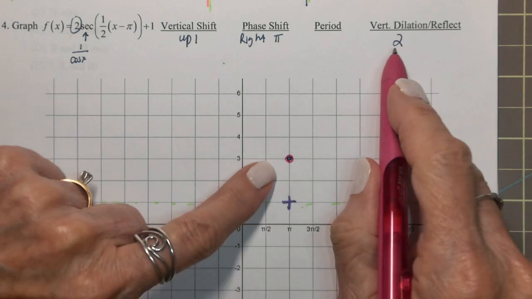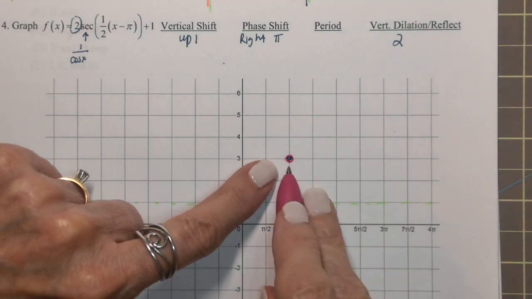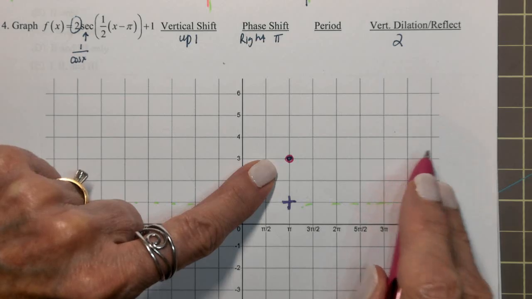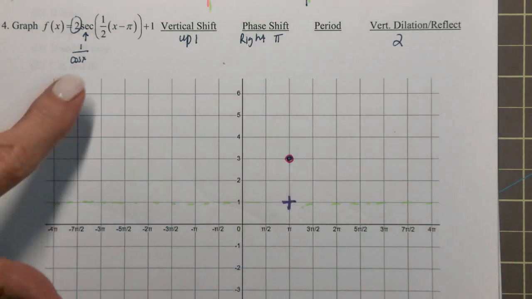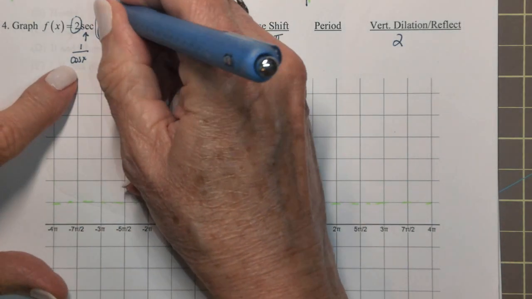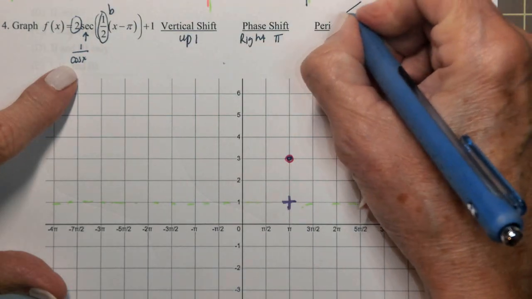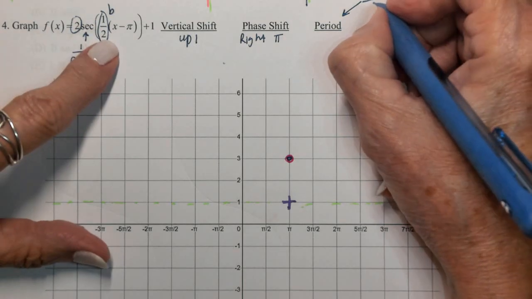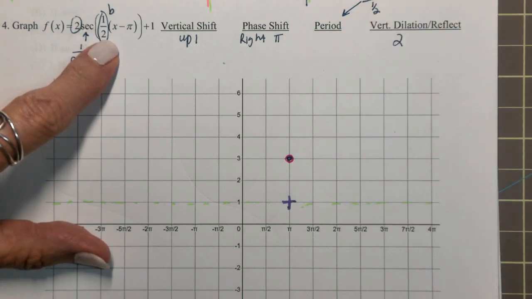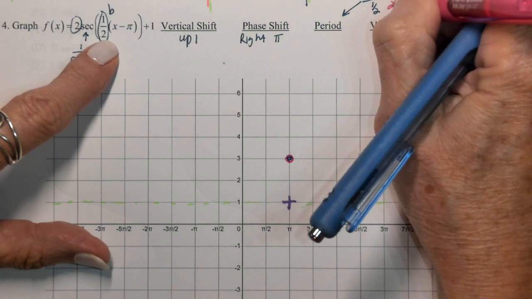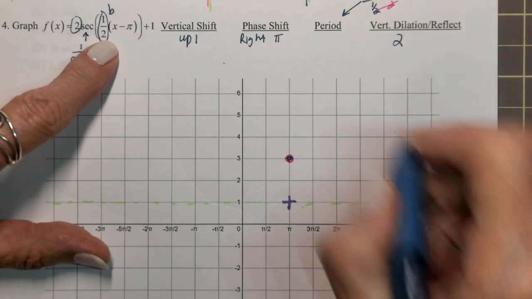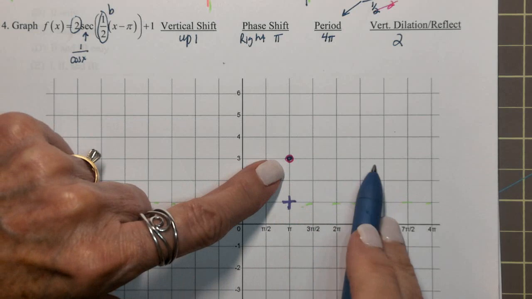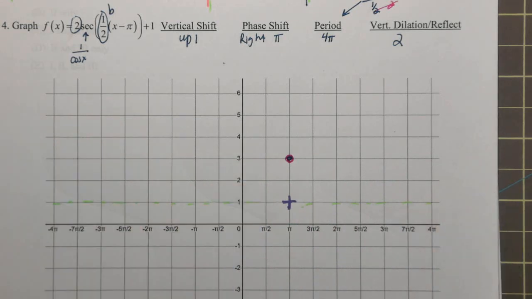Now, I need to know my period because I need to know how far to go over to get my cosine graph. So my period now. B is 1/2. The period is 2 pi divided by B. I multiply top and bottom by 2 here, and I get 4 pi for the period. So after 4 pi units, I'm back here.